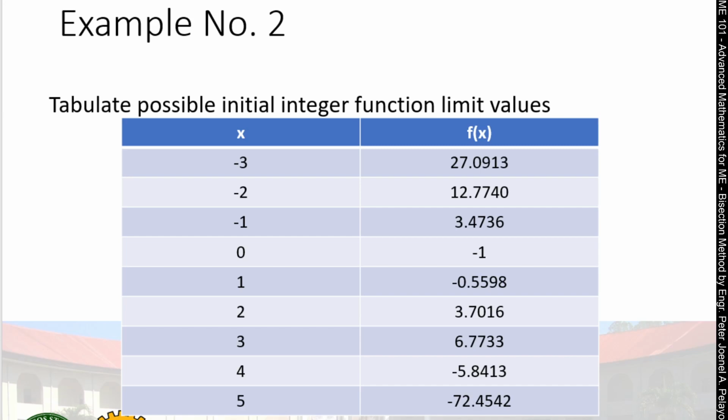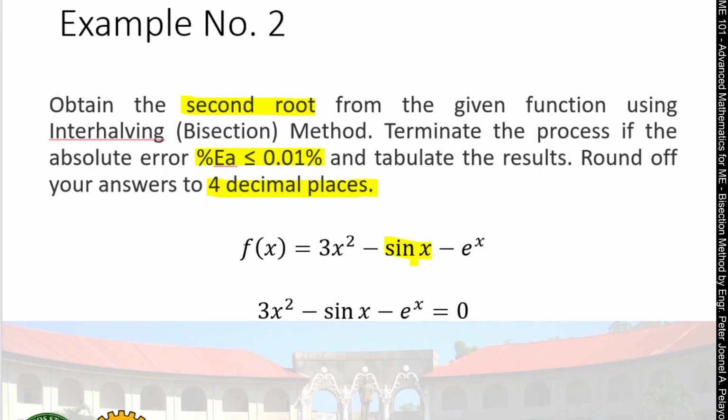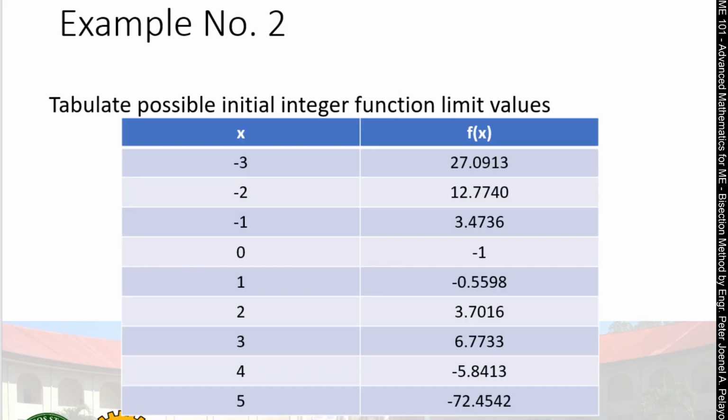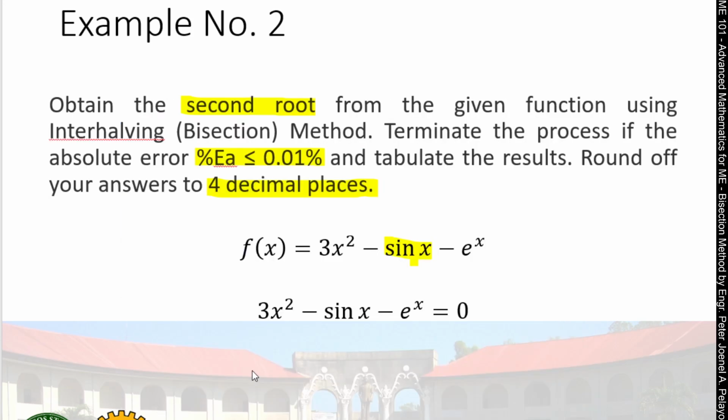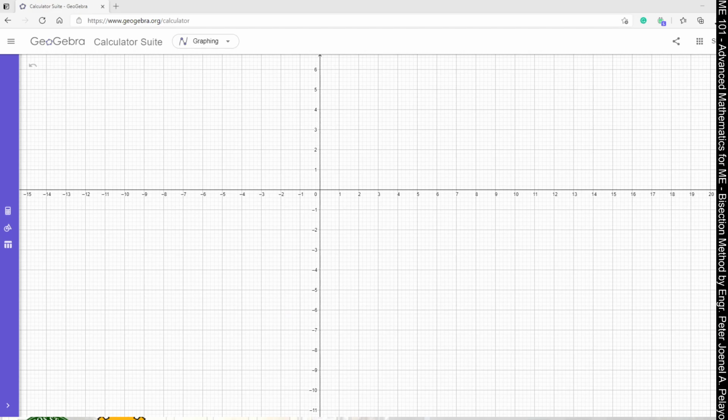So, eto, nag-tabulate lang ako. Okay, so, paano natin kinukuha itong mga initial values? Actually, ang pinakamaganda kasi is to graph. Okay? So, i-graph natin yung function. So, ang function natin is 3x squared minus sin x minus e raised to x. So, punta tayo sa graphing calculator.